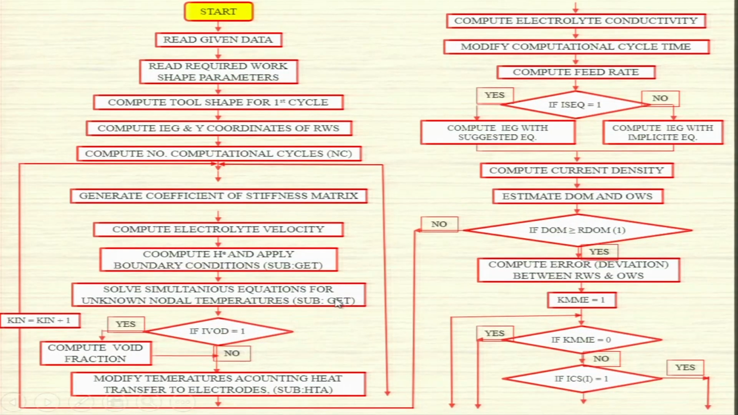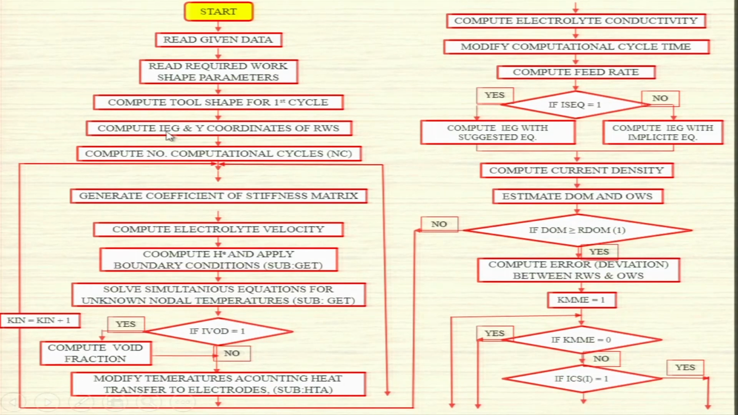Now please see it. This is the detailed flow chart for following this tool design for plane parallel electrodes micromachining. You start the process, read the given data. Here you will have the material properties, tool design, tool material properties, machining conditions, etc. Read the required work shape parameters. What is the shape of the workpiece that you are going to machine? Compute tool shape for first cycle. These all will be in the form of subroutines. You have to make a subroutine for each one of them.